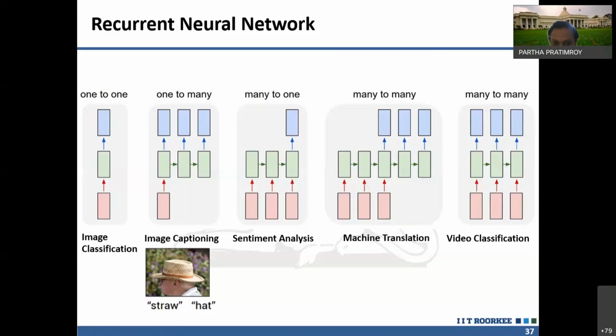You can use the output of this recurrent neural network in various ways. Is it okay?